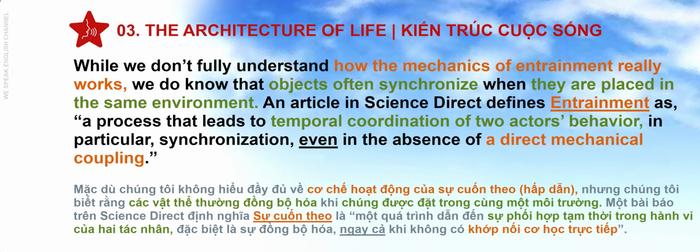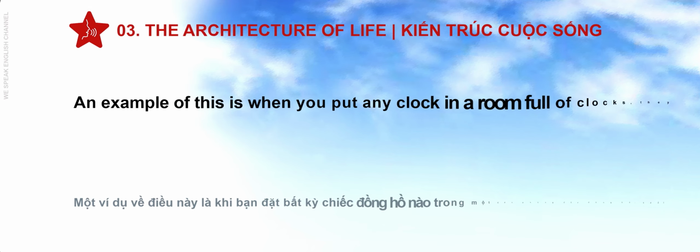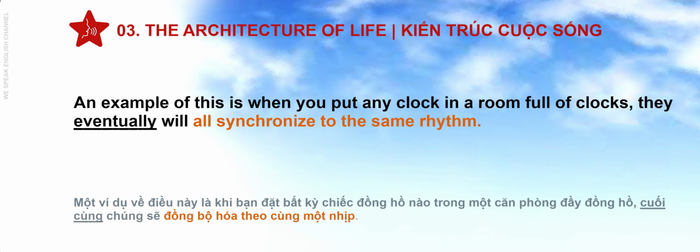An article in Science Direct defines entrainment as a process that leads to temporal coordination of two actors' behavior, in particular, synchronization, even in the absence of a direct mechanical coupling. An example of this is when you put any clock in a room full of clocks, they eventually will all synchronize to the same rhythm.